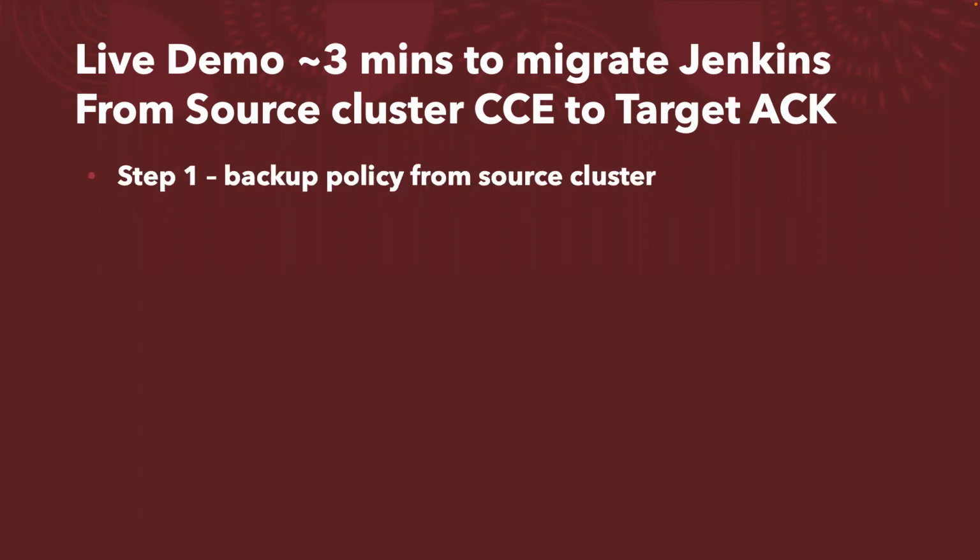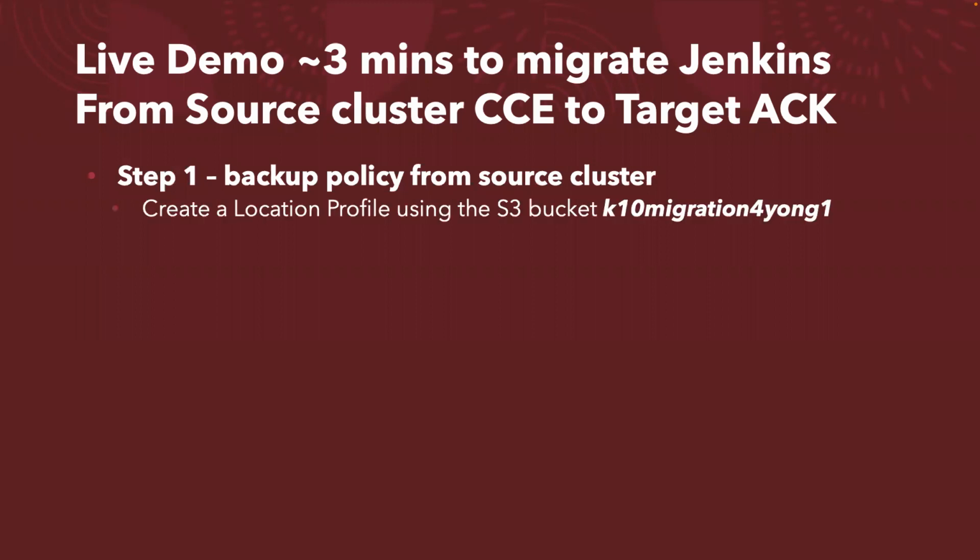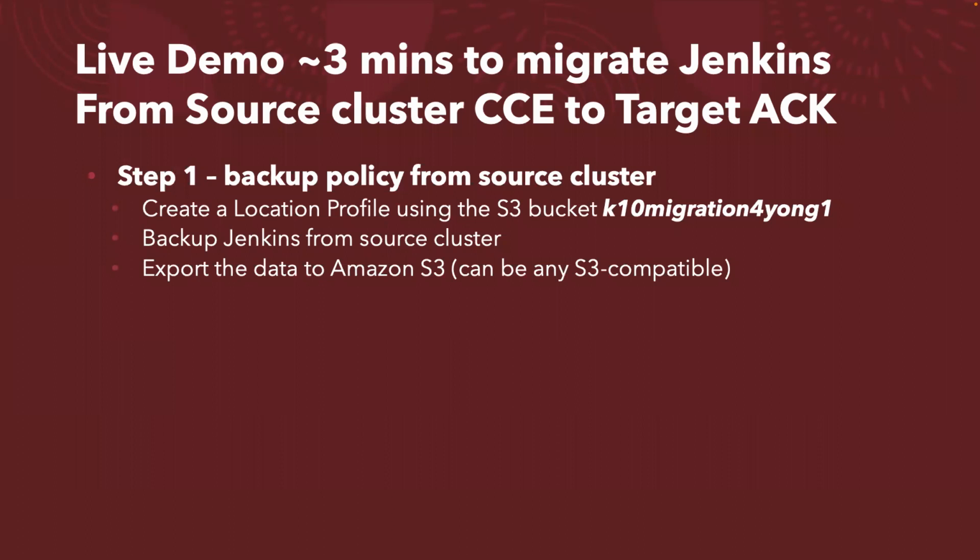Step 1, I need a backup policy from the source cluster. I need to create a location profile using the S3 bucket. In this case, I will use this storage bucket name, K10 Migration for Yongkang. And I do the backup from a source cluster, and also I will export to the Amazon S3.